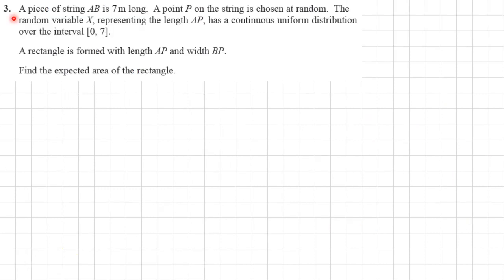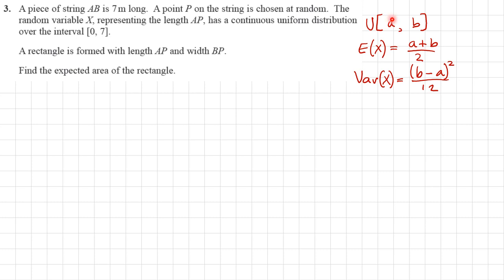Question 3. A piece of string AB is 7 meters long. A point P on the string is chosen at random. The random variable x representing the length AP has a continuous uniform distribution over the interval 0 to 7. A rectangle is formed with length AP and width BP. Find the expected area of the rectangle.